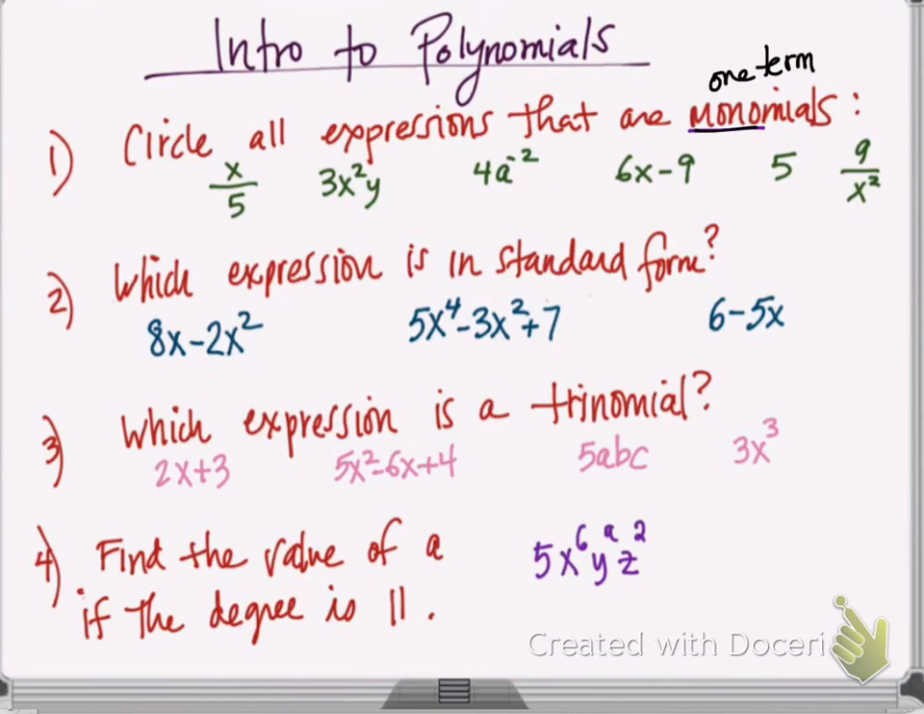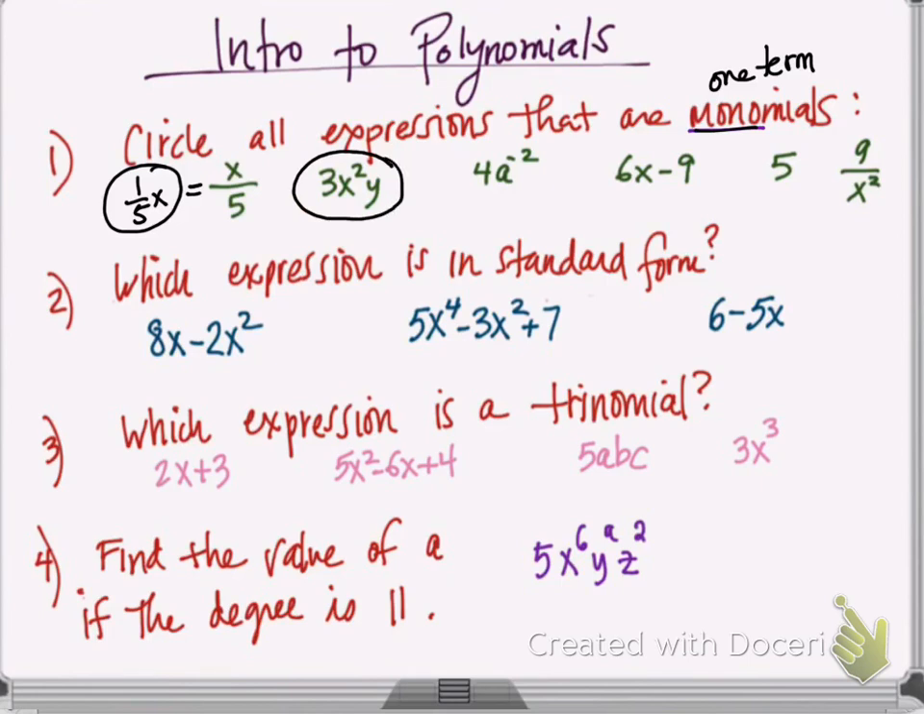So taking a look at the very first expression, I noticed that this is the same thing as just 1/5 x. That's one single term, so this is a monomial. My next expression, again, is one single term. Even though there's an x, a 3, and a y, there's no plus or minus symbol separating, so that's a single term.